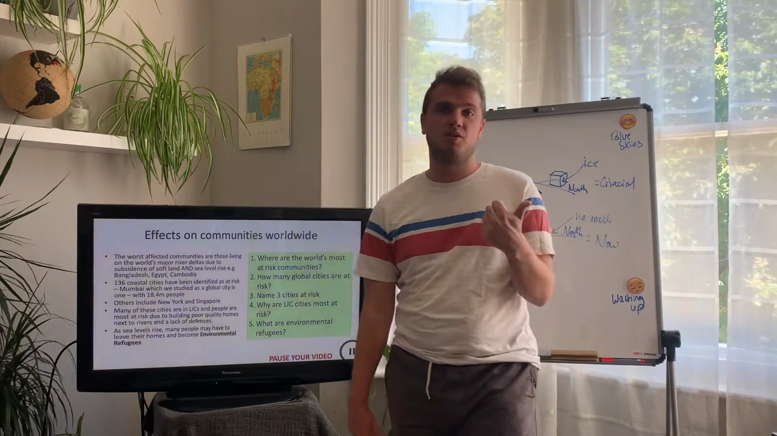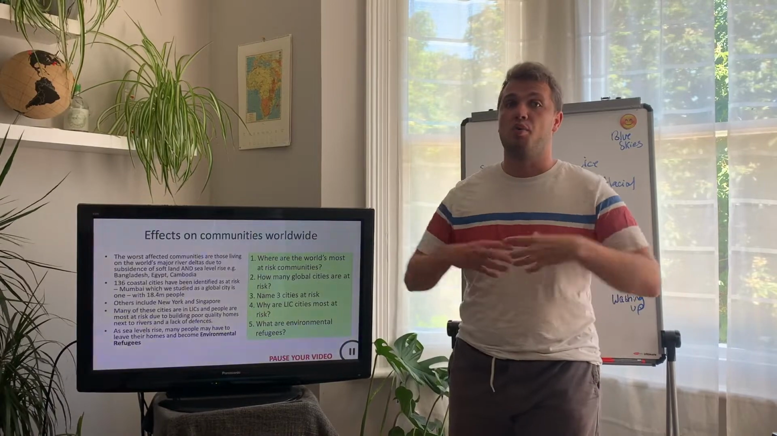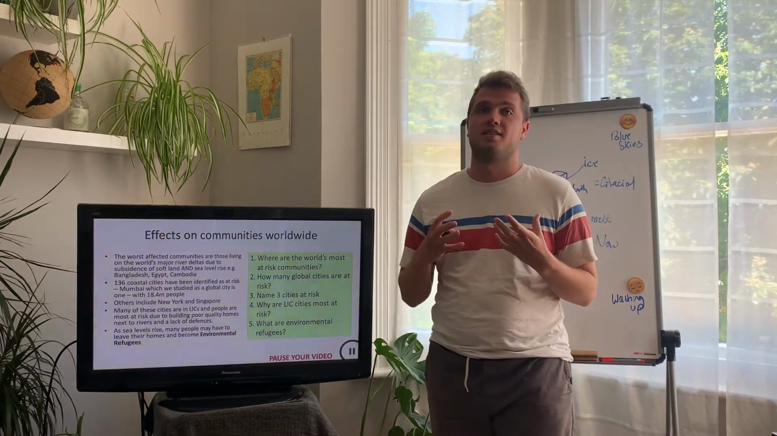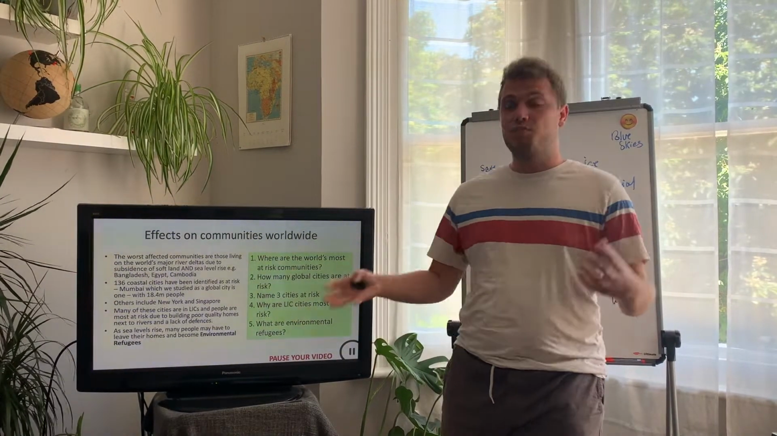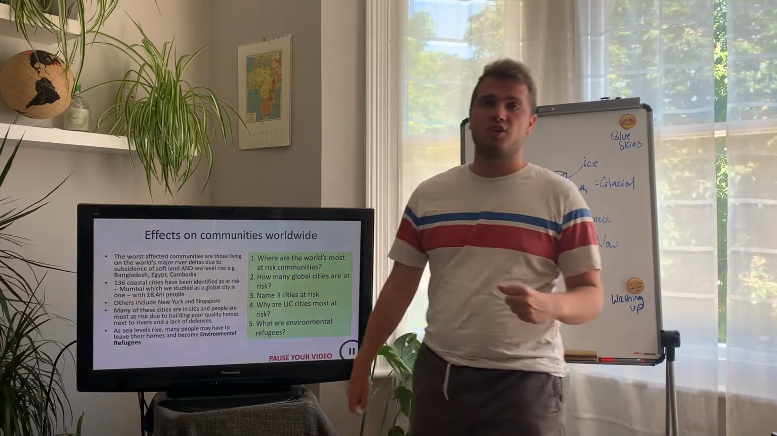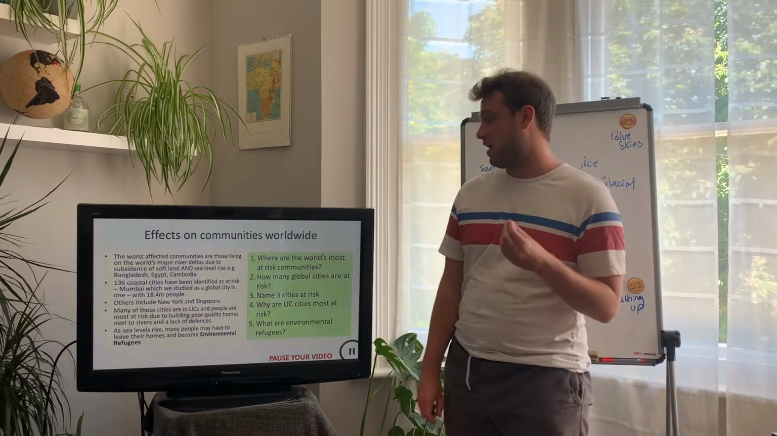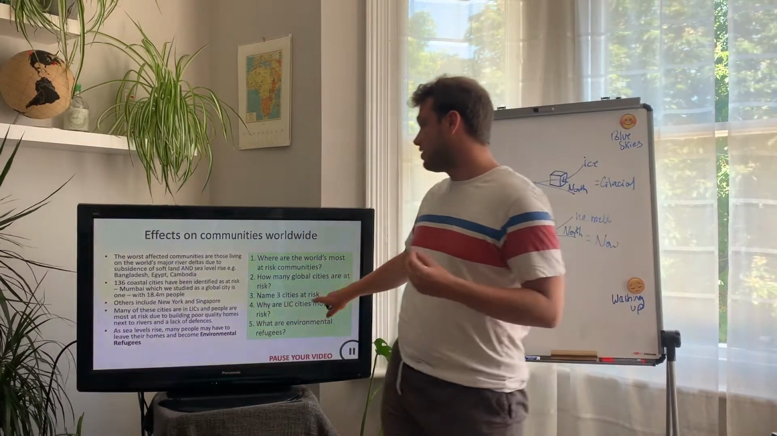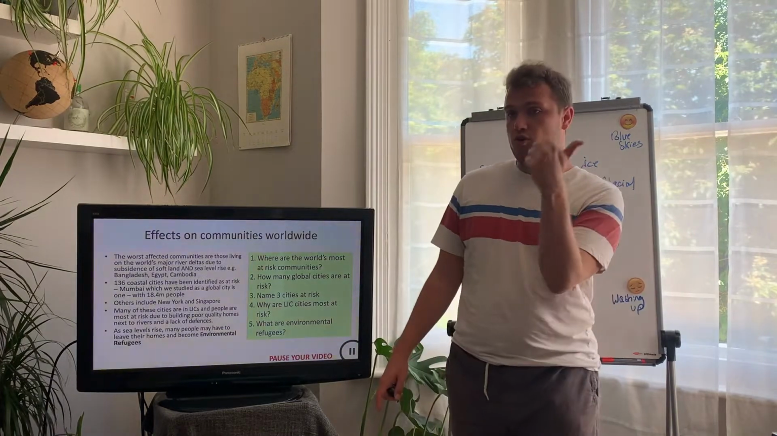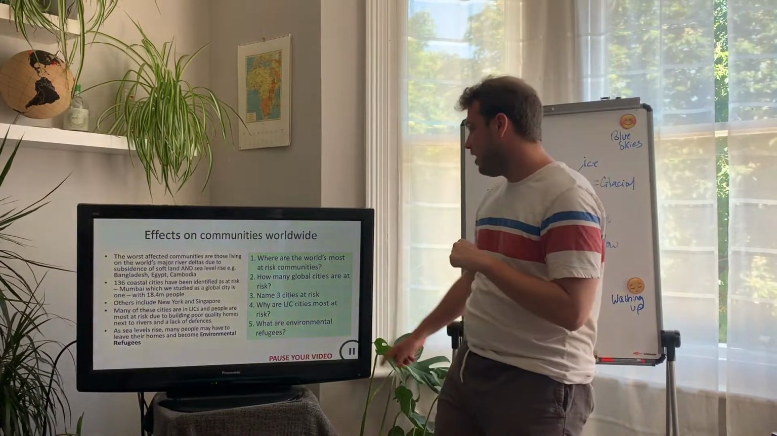World's most at-risk communities are those living on river deltas, so the very end bit of a river where it's really low-lying land. And as that sea level rises, those people are going to be really vulnerable. There are lots of global cities, so 136 coastal cities are at risk of sea level rise. So that's obviously going to be a big impact on the economy of a lot of places. And some of those cities include New York, Singapore, and Mumbai, good old Mumbai.